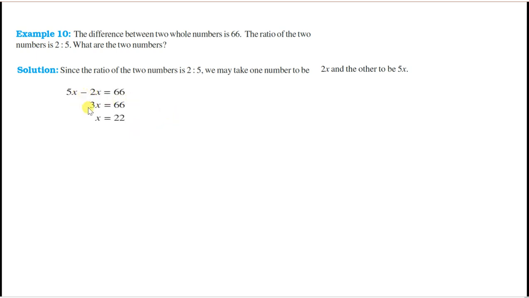So it becomes 3x is equal to 66. So x is equal to 66 divided by 3, that is 22. So the numbers are 2 into x, that is 2 into 22, and 5 into x, that is 5 into 22. So the numbers are 44 and 110.